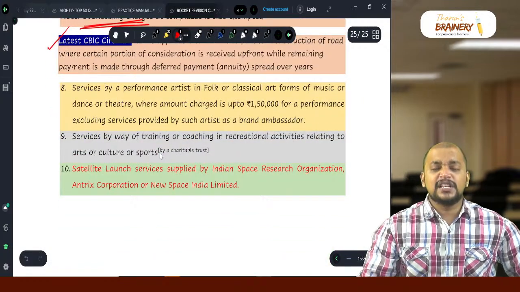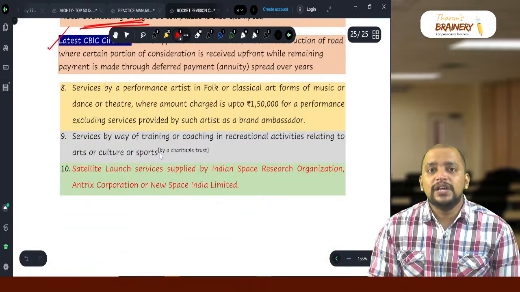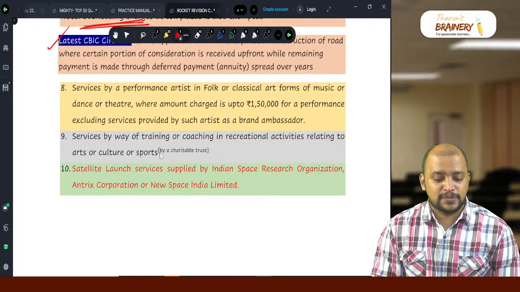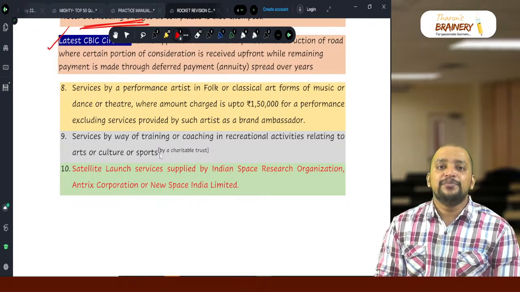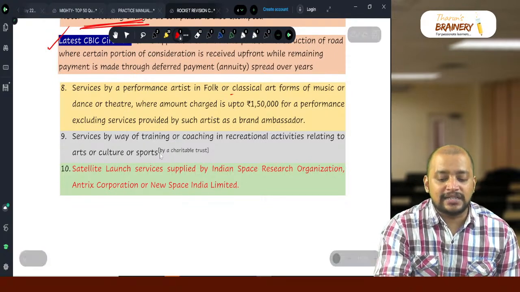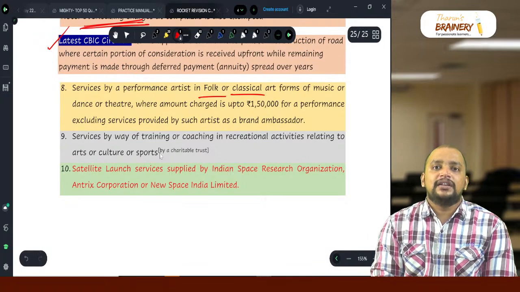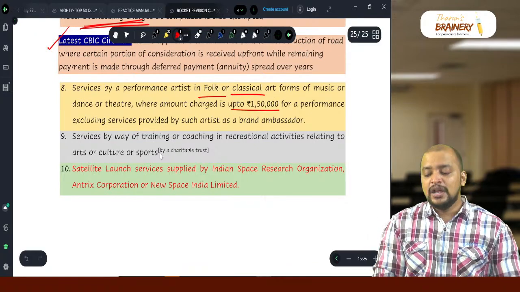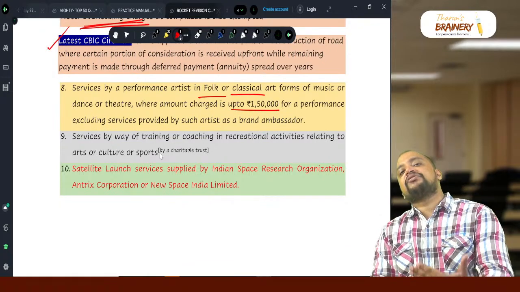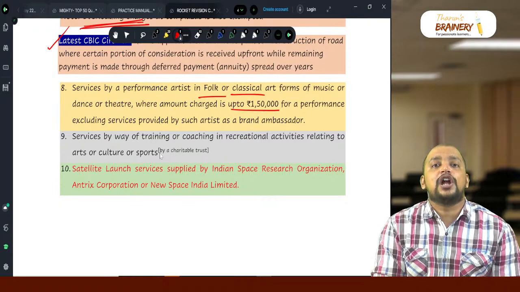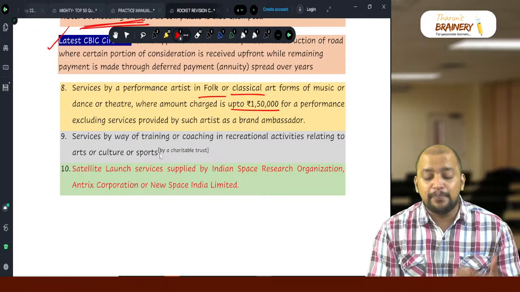Then services by a performance artist. Who is a performance artist? The one who performs before the audience is known as performance artist in music or dance or theater, in classical or folk. So then that money received is exempted provided the amount does not exceed 1,50,000. What if the amount exceeds 1,50,000, then entire amount will be taxable, and this exemption is not applicable if they are acting as a brand ambassador.